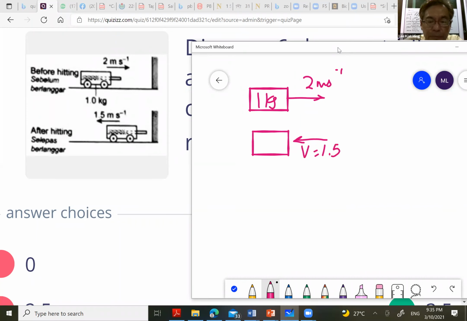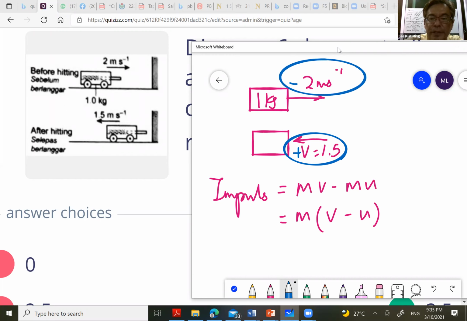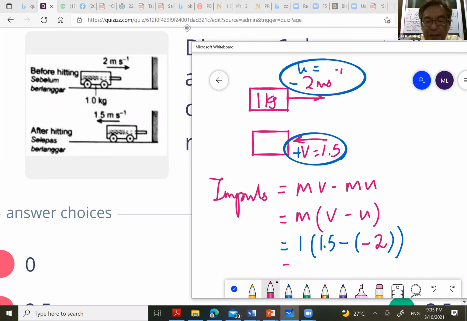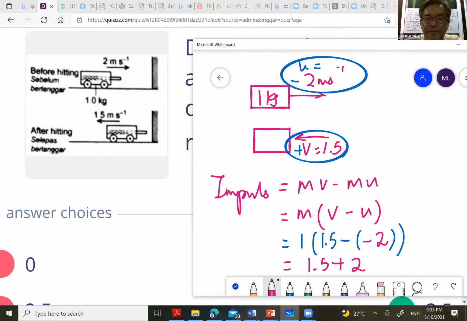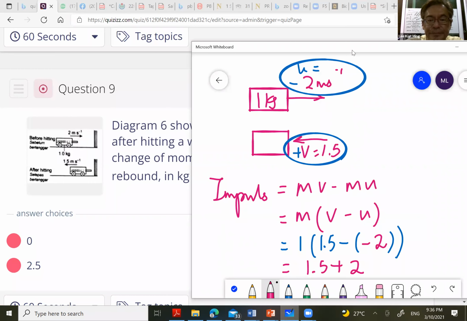If they ask for change in momentum, they're actually asking for impulse. So it's none other than MV minus MU. What I always tell students is, of course, you factorize to make your calculation easier. And what did I always tell you? You will take the V as positive. When you take your V as positive, your U will carry a negative value. So this is the value of the U. The reason is that when the V is positive, you always get a positive answer. V is 1.5, minus, I'm going to put a bracket there, with a -2. You will be able to see actually 1.5 plus 2. Your answer will be 3.5. So clear there.